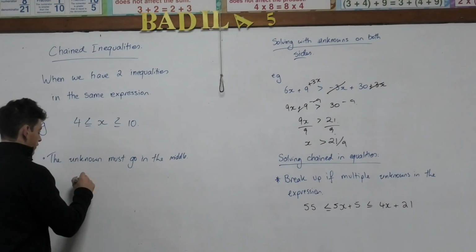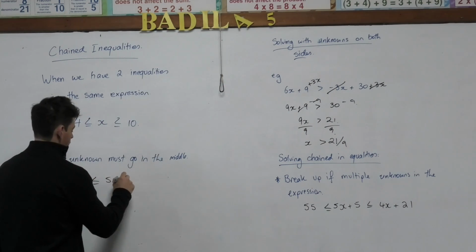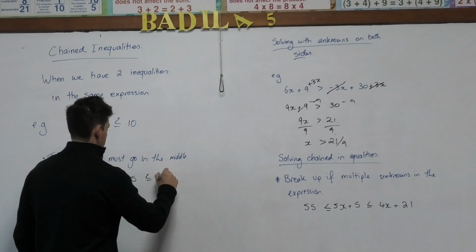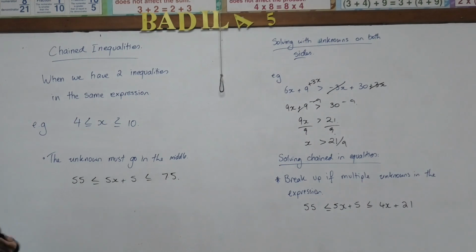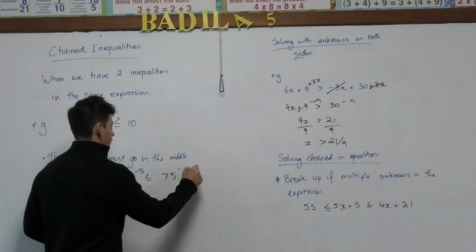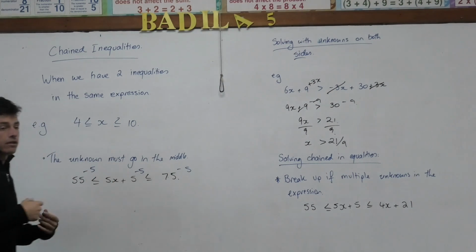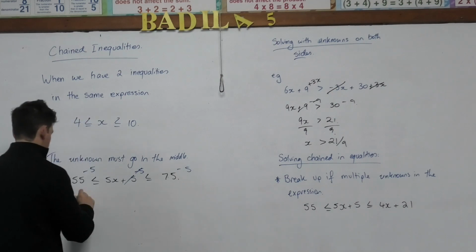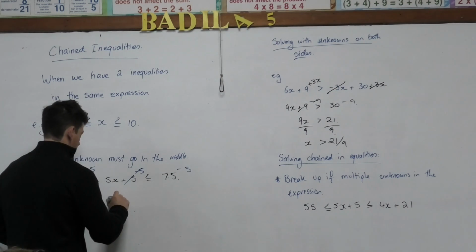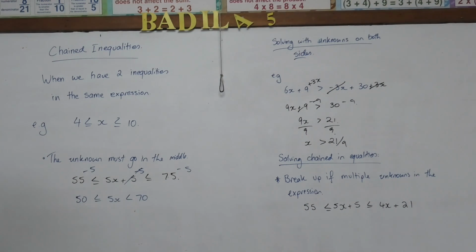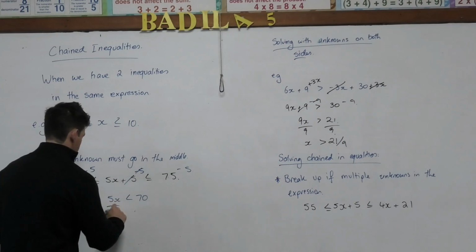When we get to these ones here, if I've got an example like 55 is less than or equal to 5x plus 5, which is less than or equal to, or greater than or equal to, I don't know, 75. What I can do in that scenario is subtract 5 from this one, subtract 5 from this one, subtract 5 from that one. Are we clear with that? Yeah. And I can attack that just like every other problem I've dealt with. So I have 50, 5x, 70. And what would I do now? Divide everything by 5, correct? And I'll be all good.